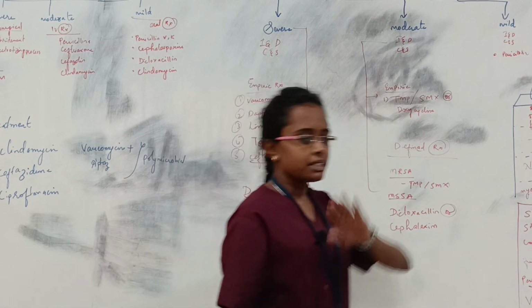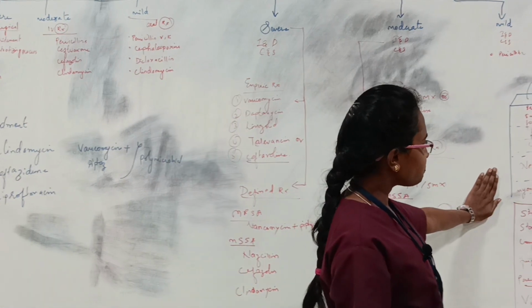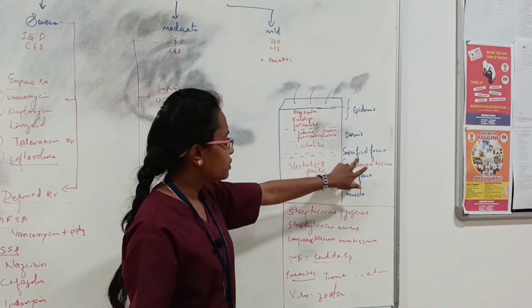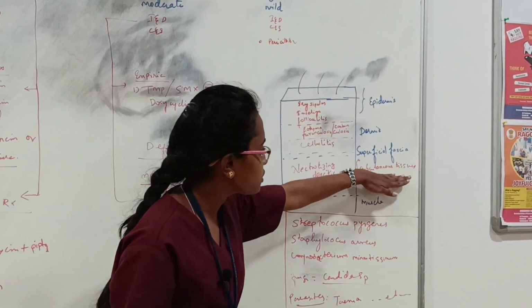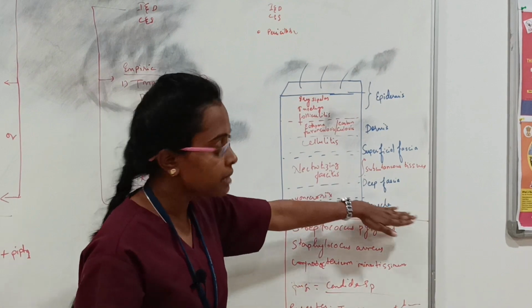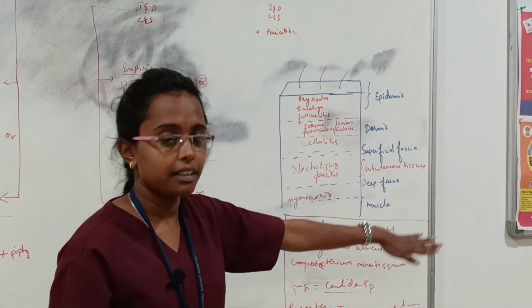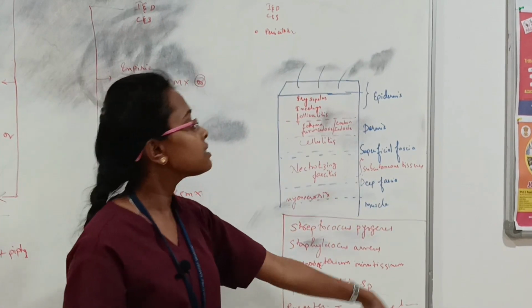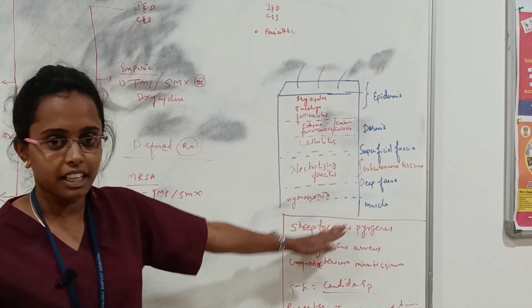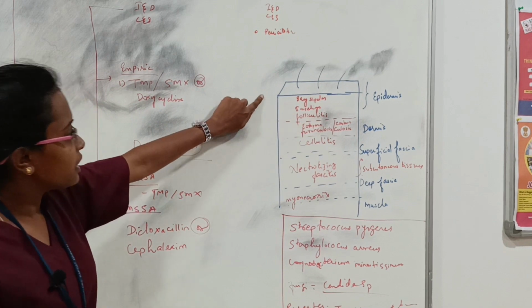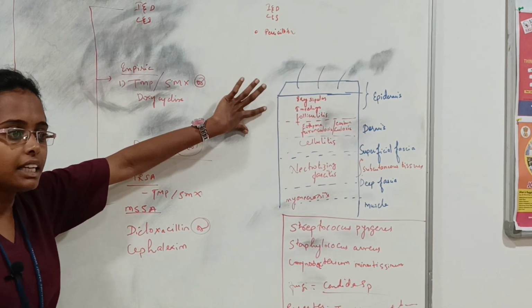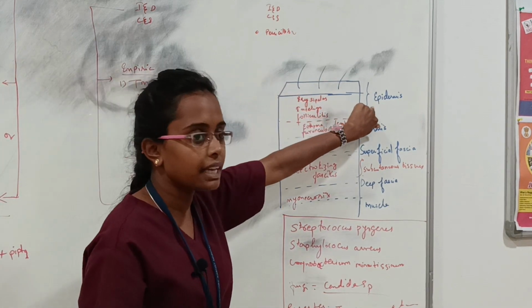Next, imagine this is your skin, okay? We have epidermis, dermis, superficial fascia, subcutaneous tissue, deep fascia, and muscle. Last is muscle. This is the skin. So in these layers, there are many infections which occur. In the epidermis, you can see erysipelas, impetigo, folliculitis. These three infections can occur in the epidermis layer of the skin.